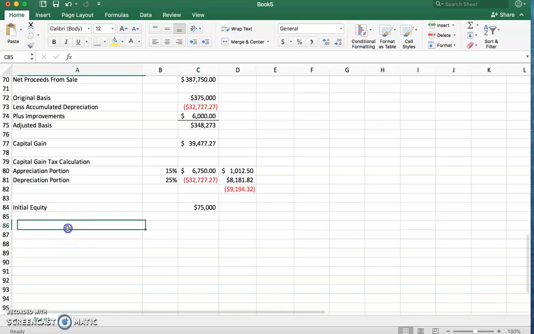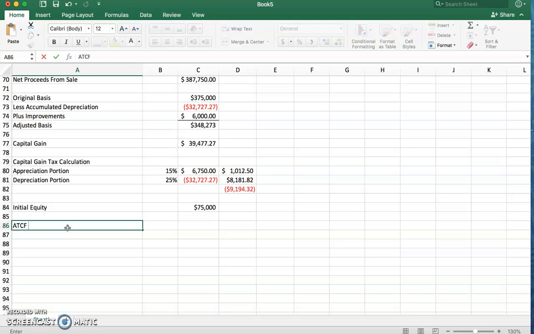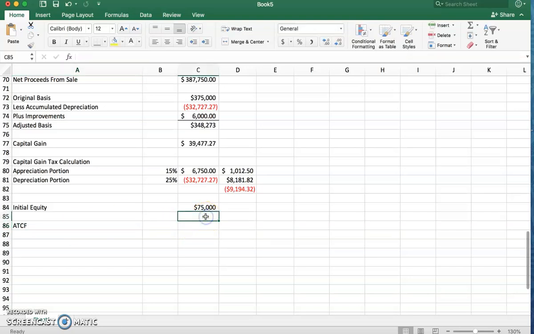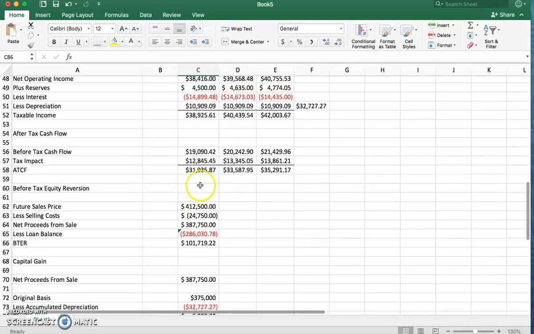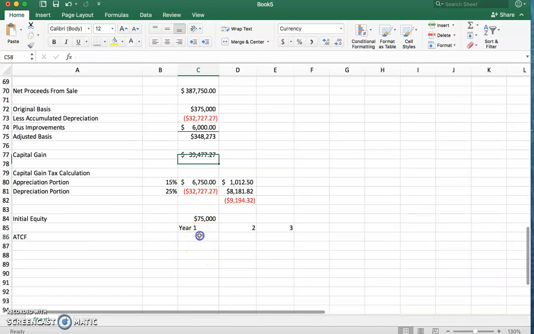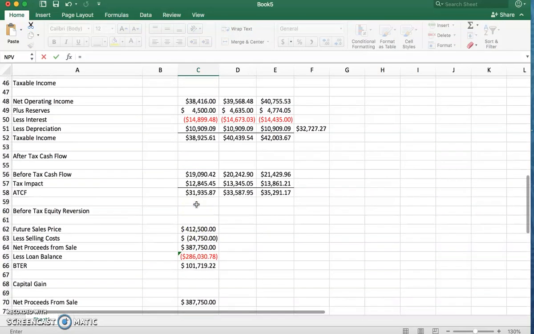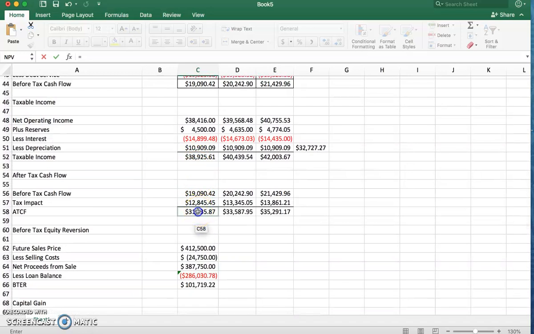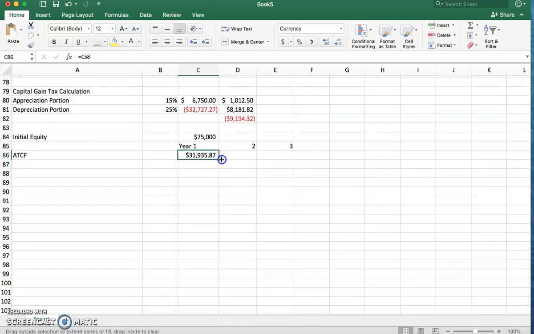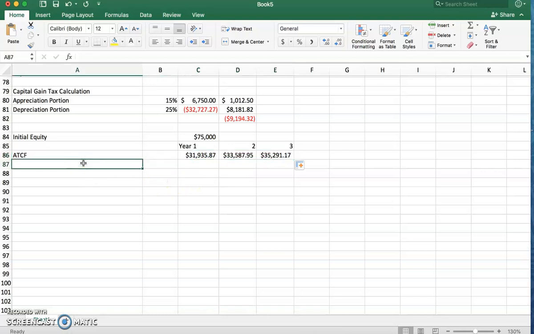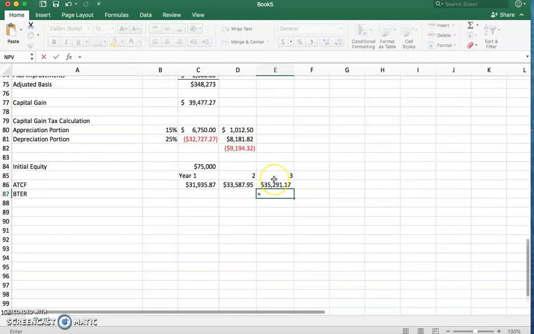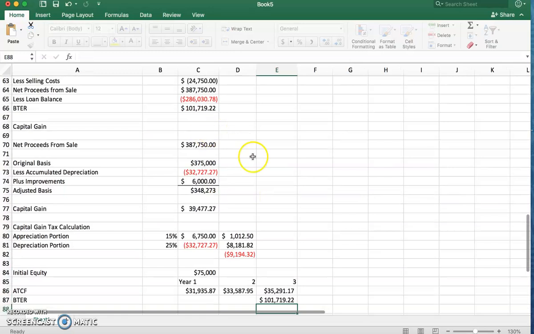Alright, so keeping all that in mind, we're going to get started with pulling some of these other things down so we can just see it all in one place. So we'll start with the cash flows. This is year 1, 2, 3. The after-tax cash flow, we can pull from right here. Yeah, let's do it like this, equals. Cool. And then we have our BTER from earlier, the equity reversion. That's just for year 3, but we can pull that number right there.